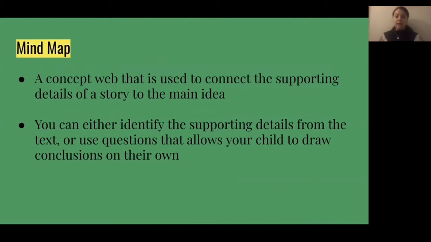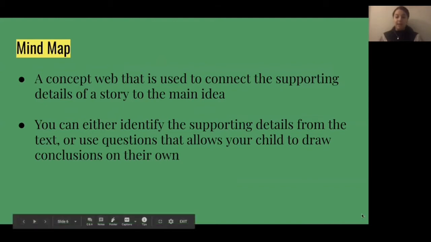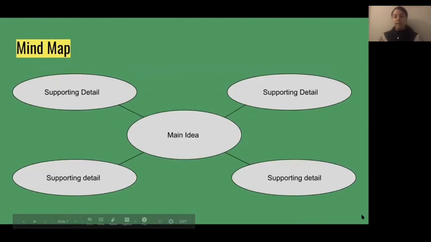You can either identify the supporting details from the text, or use questions that allow your child to draw the conclusions on their own. These questions are such as who, what, when, where, and why. For example, ask who is the main character, what are they doing, and where is the story taking place?